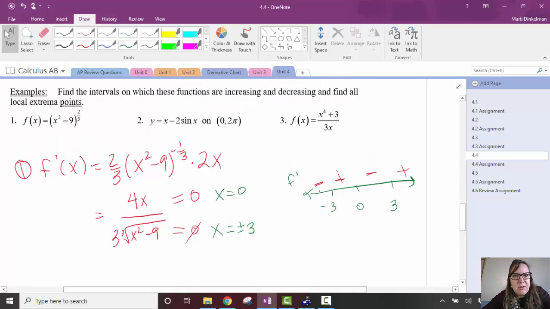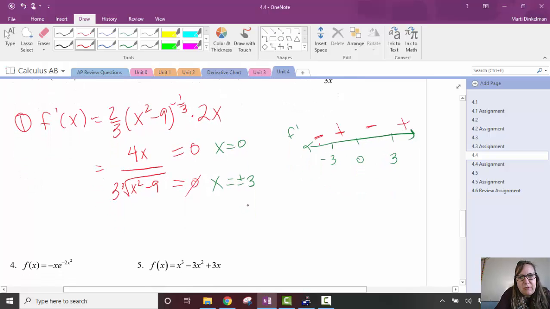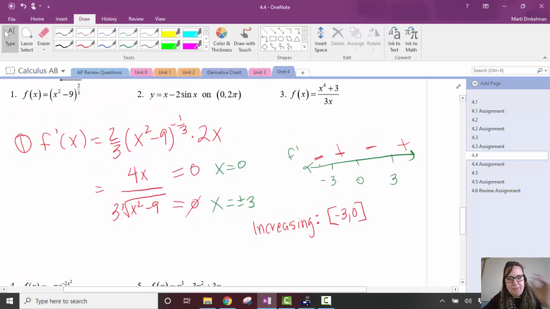It wants to know increasing and decreasing in all local points, local extrema points. So let's just kind of write out our answer here. So for increasing, we're going to look for all the spots where this derivative is positive. And so we have -3 to 0. So most books will teach you that those should be hard brackets as long as both of them exist on the original function. And I think that is the correct answer.